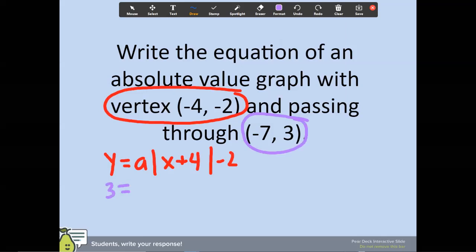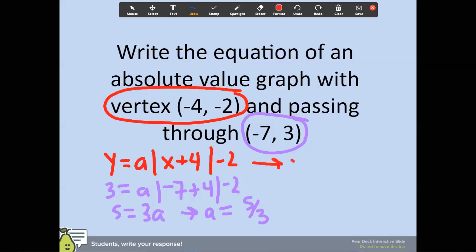So I'm going to go 3 is equal to a absolute value -7 plus 4 minus 2. And now I'm going to solve. So add 2 to both sides. And here I'm going to do 2 steps. I'm going to add 2 to both sides, and I'm going to also do -7 plus 4 is -3, but it's in absolute value. So that's going to be a 3a. So my a is 5/3. So my equation, y equal 5/3 absolute value of x plus 4 minus 2. Okay, next problem.